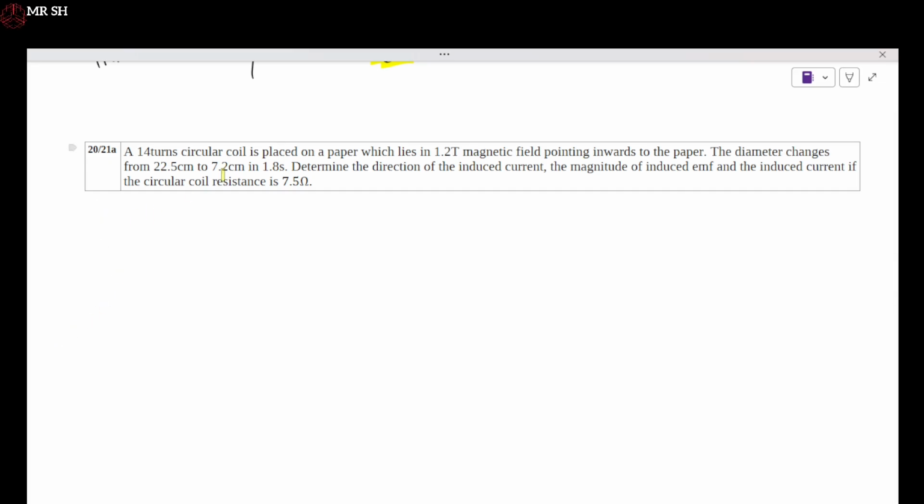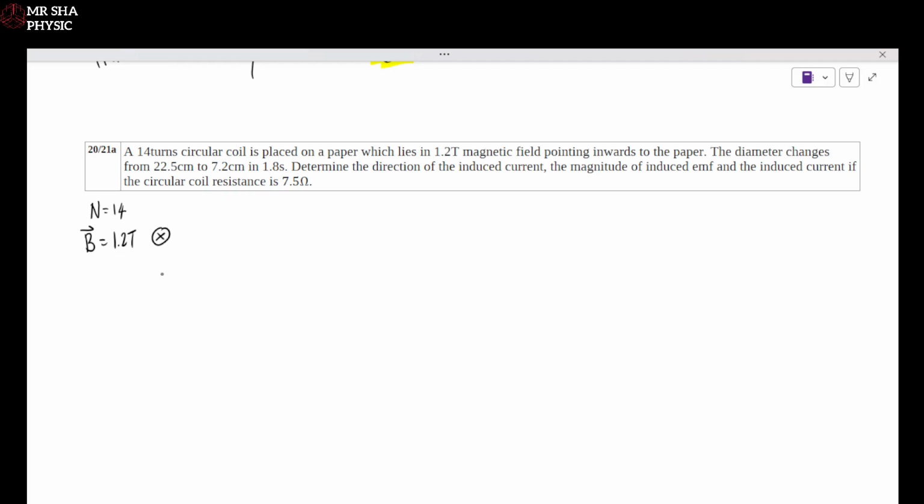A 14-turn circular coil, all right, so my N is 14, and it lies in a 1.2 Tesla magnetic field pointing inwards, right? So my magnetic field is 1.2 Tesla. Inwards means moving away from me, so what I'll be seeing is a cross, an X like that.